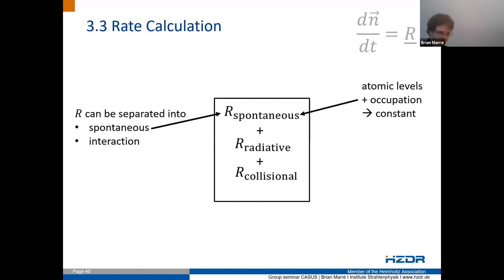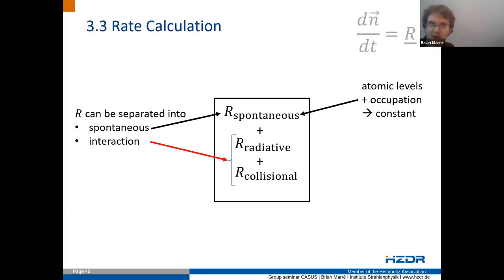But what still remains is, of course, how we calculate those weights we need. So in principle, weights can be divided into two different subcategories. First ones are spontaneous ones. Those simply happen without outside interference. And of course, interaction-based ones. Those can further divide into radiative interactive and collisional interactive. But in principle, they are quite equal.